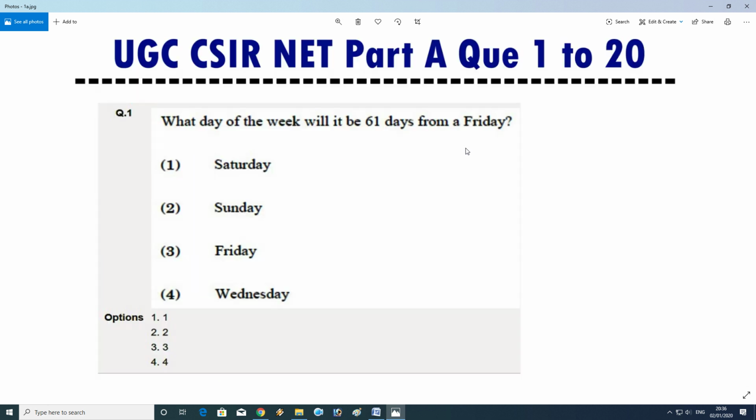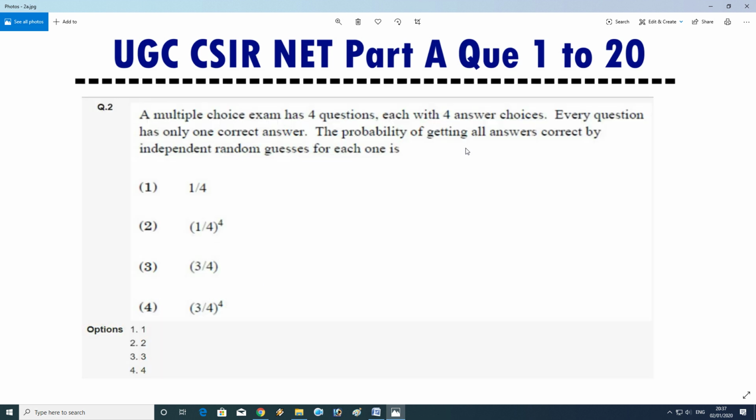First question: what day of the week will it be 61 days from Friday? The answer is option 4. You can say the answer will be Wednesday. Answer will be Wednesday.